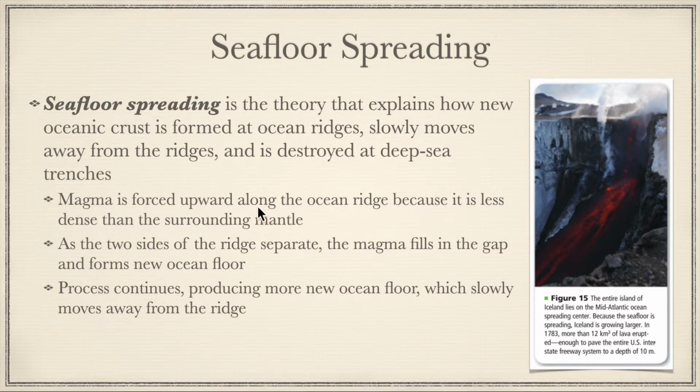Magma is forced upward along the ocean ridge because it is less dense than the surrounding mantle. So you have this magma that forms, it's less dense than the surrounding mantle. It is basically forced upwards. And then as the two sides of the ridge separate, the magma fills in the gap and forms new ocean floor. Then this process continues, producing new ocean floor, which slowly moves away from the ridge.